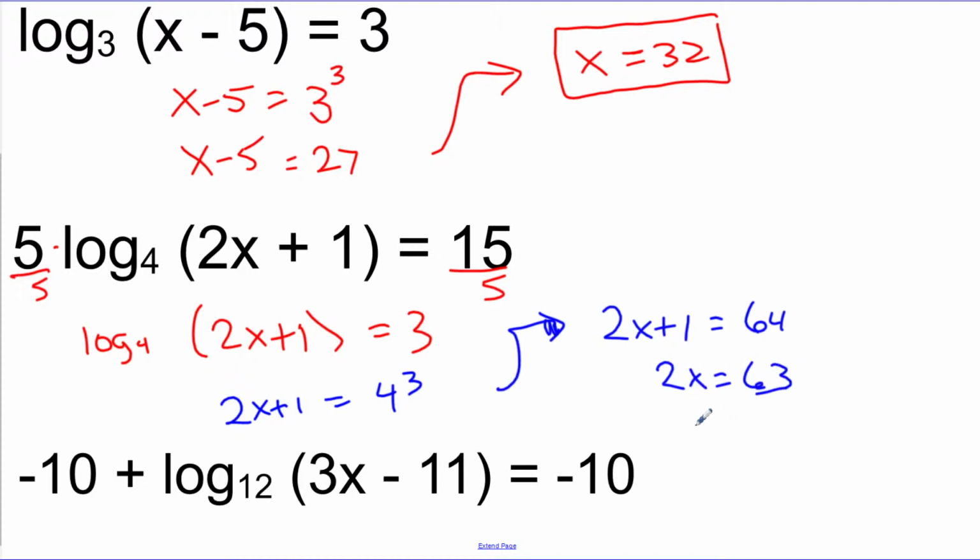And if I divide both sides by 2, I'm just going to leave this as 63 over 2, right? We don't need to simplify that, okay? So my answer here, not a nice number, 63 over 2, but that's the answer, okay? It's okay to have, right?